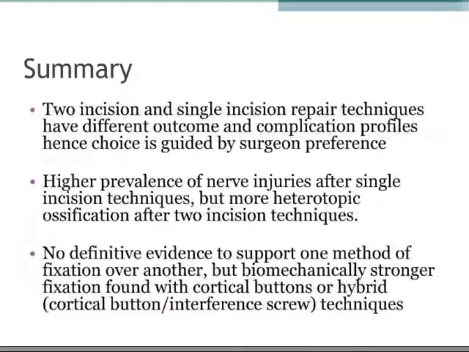It's surgeon preference. After single incision techniques, there's maybe a slightly higher prevalence of nerve injuries, but more heterotopic ossification after a two incision. There's no clear superiority of one method of fixation over another, but cortical buttons and hybrid techniques incorporating cortical buttons seem to have the highest biomechanical strength. Stronger fixation techniques may allow for more aggressive rehab protocols, but more large comparative studies are needed.